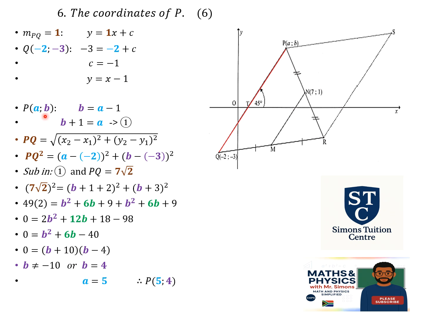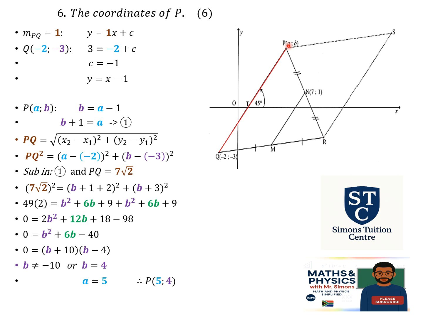Now P is A and B, so A here represents x and B represents y. If I take 1 over, I can make A the subject of the formula, or I can leave B as the subject of the formula. I chose B. So if I take that over, it becomes B plus 1 equals A. That's my equation 1 based on the coordinates of P.